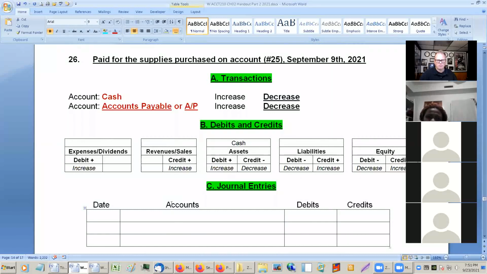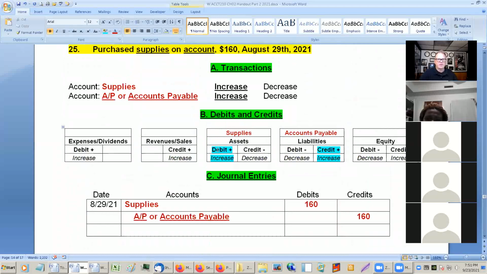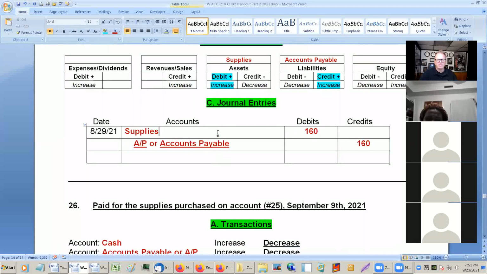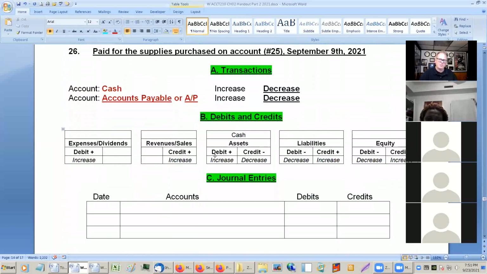Actually, the supplies are already on the books. We already have the supplies up here. Now we're just paying off this debt. So these supplies have already arrived. They arrived on August 29th. So now on this date, we're just writing the check. We're not getting more supplies. We're just writing the check for the supplies. Oh, we paid for it. Okay, I got it.